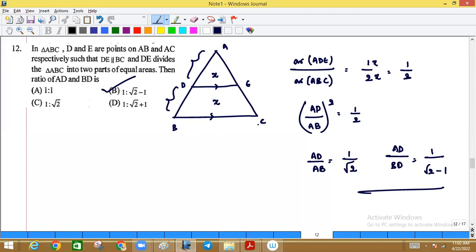So if you divide the sides of a triangle in the ratio 1:√2 minus 1, then the resultant areas will be equal.